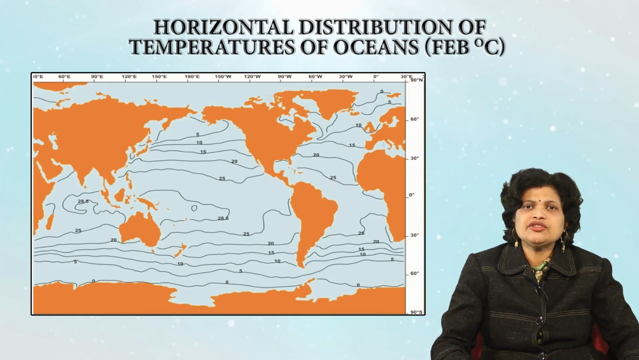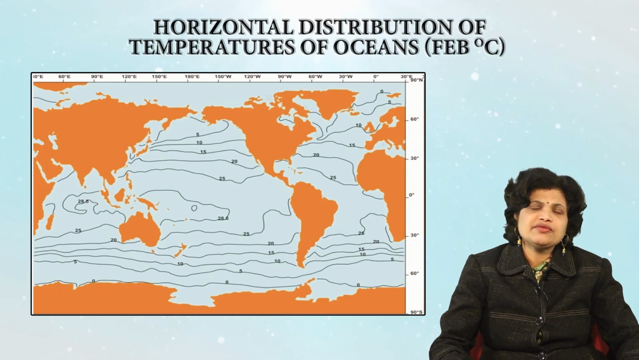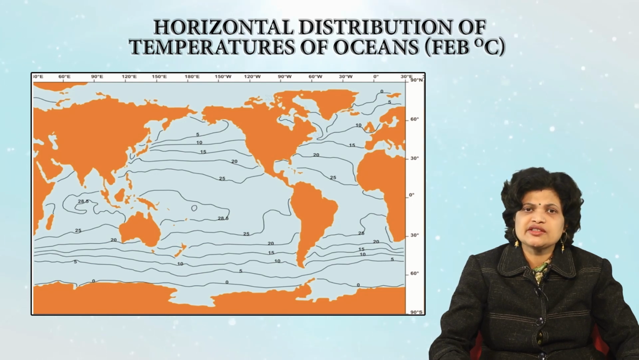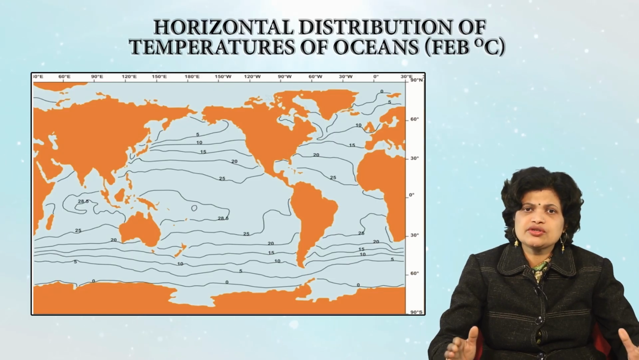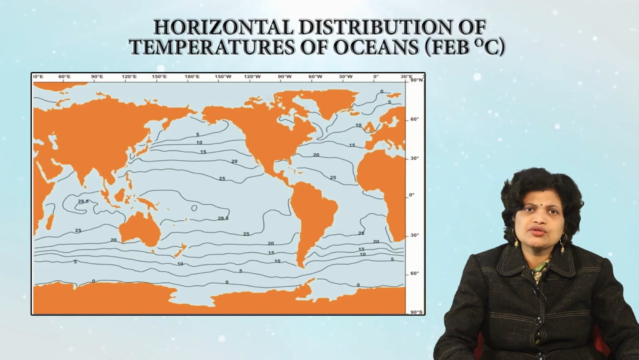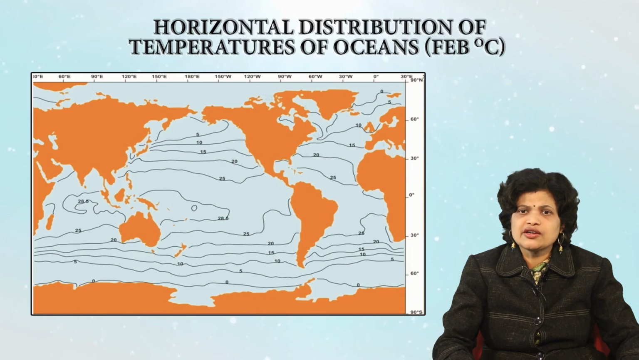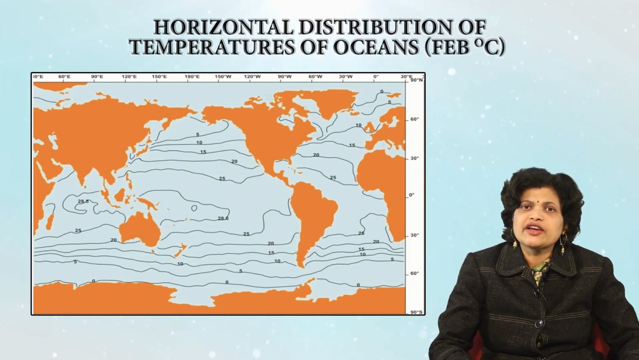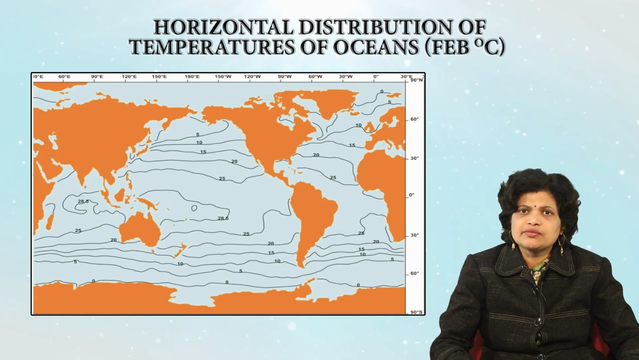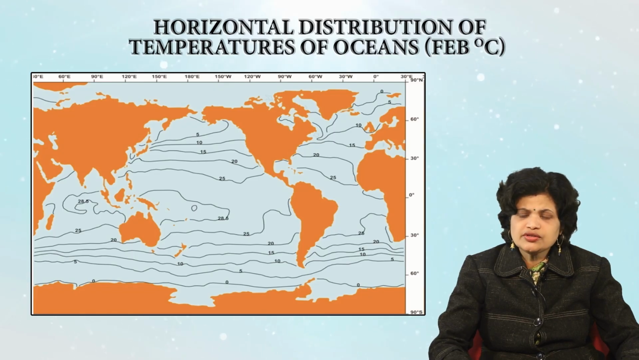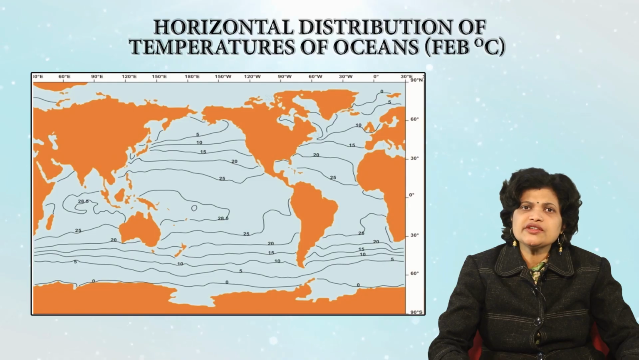Similarly, in the month of February, the horizontal distribution of temperatures of the oceans, you can see February is the month when we experience winters in the northern hemisphere and summers in the southern hemisphere. So all the isotherms are a little bit shifted towards the south. You can see compared to the previous one, the August one, the isotherms are shifted, like the 5 degree centigrade isotherm is shifted towards the south. So you can compare both the figures.